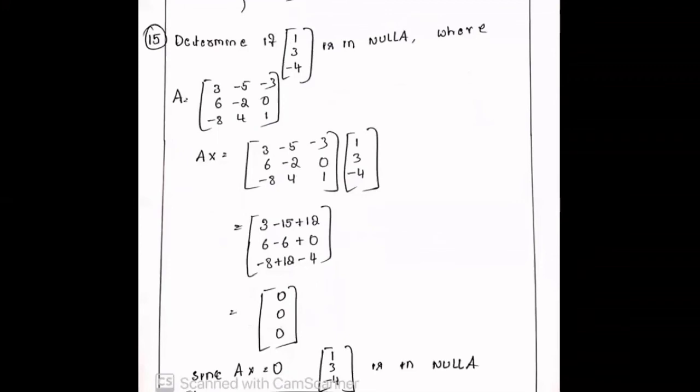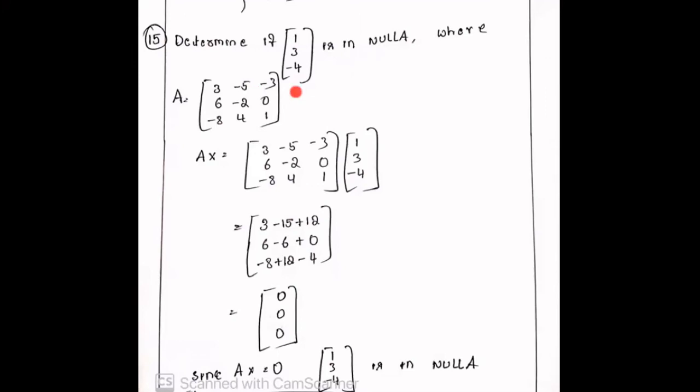Next question is: determine if 1, 3 and minus 4 is in null A, where matrix A is given. Matrix A is given and they are giving one more vector. They want to find out whether this vector is present in null A. What is null A? It's a set of vectors. The common property of this set of vectors is that when you multiply with A, you'll get 0. All the vectors present in null A, you multiply with this, you'll get 0.